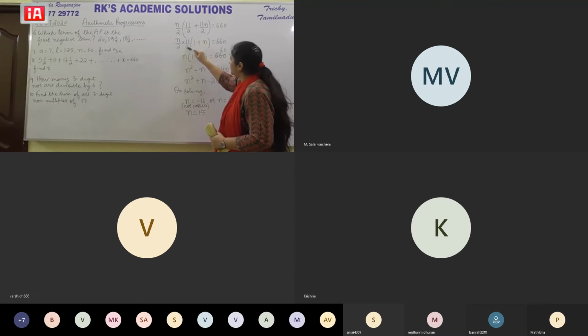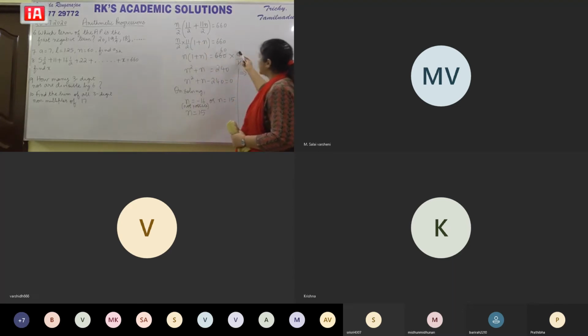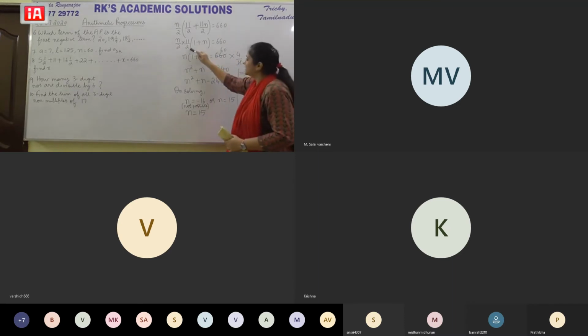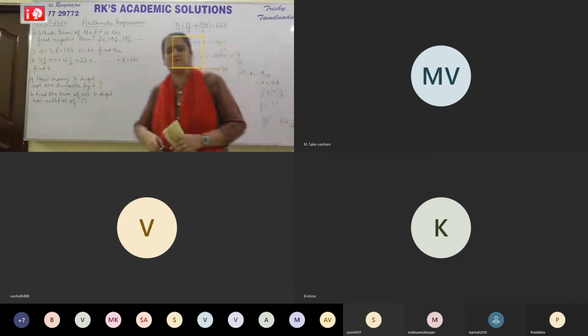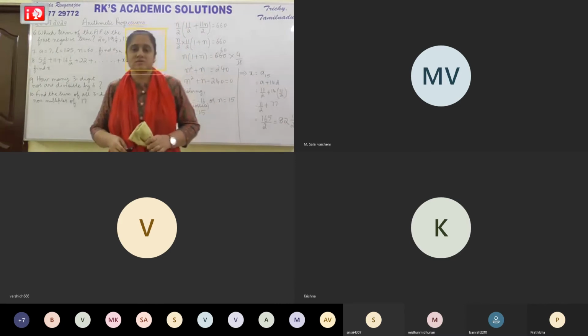And then we have 11 by 4 here, right? On the other side, it goes as 4 by 11. Simplify, this works to 240. And here you have n squared. n into 1 is n, n into n is n squared. So this is the quadratic equation. n is minus 16 or n is 15. n cannot be negative, since it is the number of terms in a sequence.